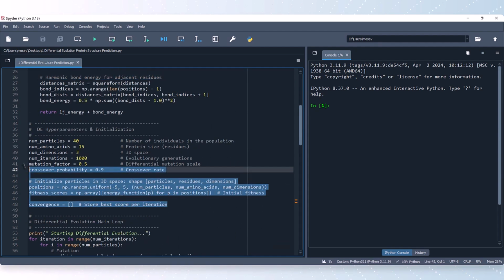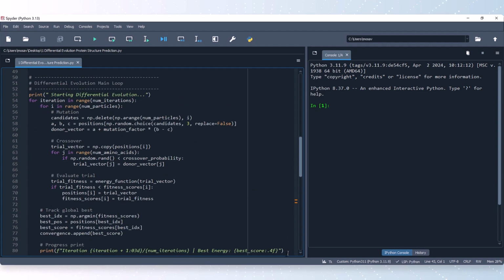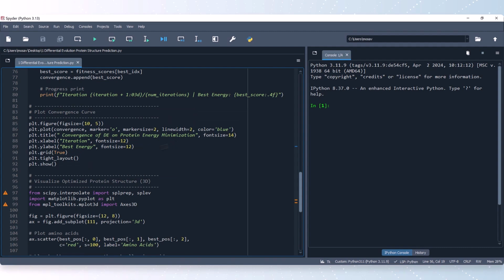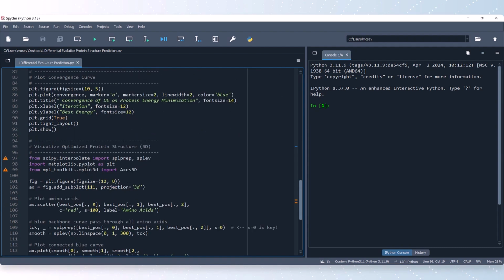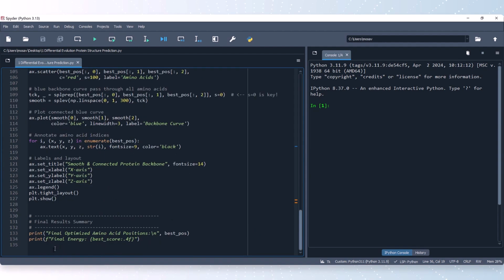This section is for the parameters required for running the differential evolution algorithm. So we have 14 individuals, 15 amino acids in 3D space, and 1000 iterations with a mutation of half and crossover of 0.9. This is the main body of the differential evolution algorithm. And finally, we plot the convergence plot and visualize the final protein structure, which is the folded protein. At the end, we print the final optimized amino acids and final energy.